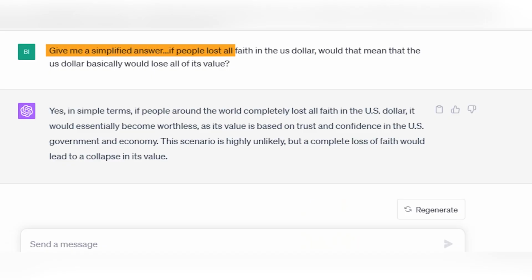Wow. So let me be clear on one more thing. I asked ChatGPT, give me a simplified answer. If people lost all faith in the US dollar, would that mean that the US dollar basically would lose all of its value? ChatGPT says yes.